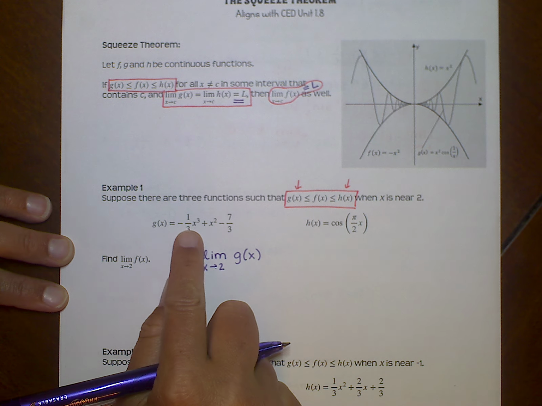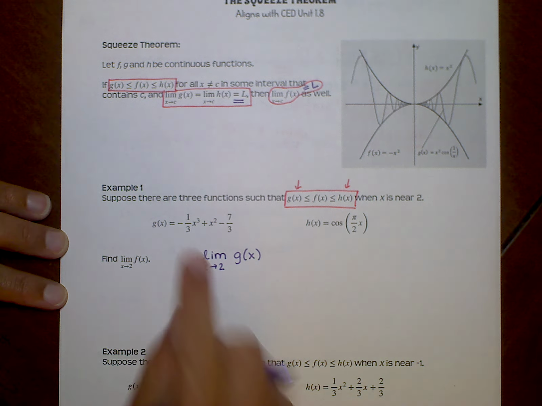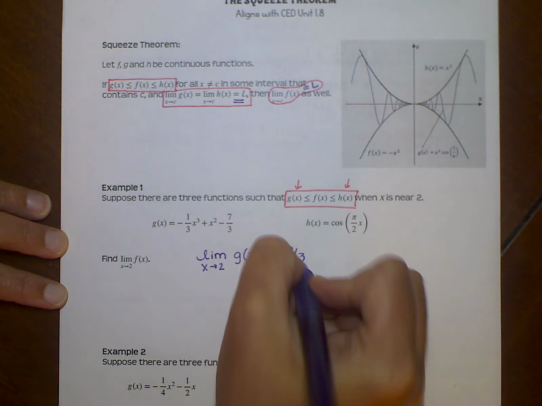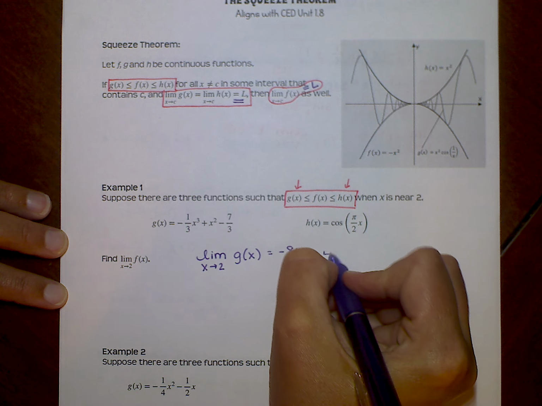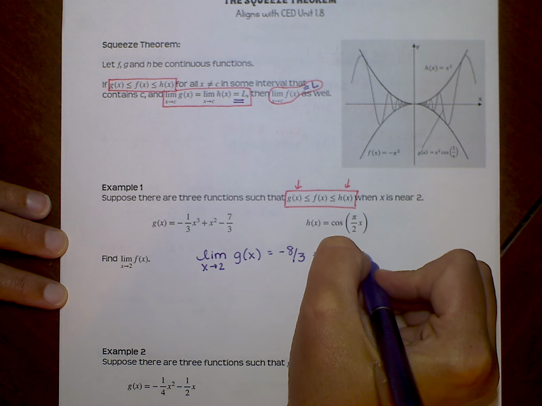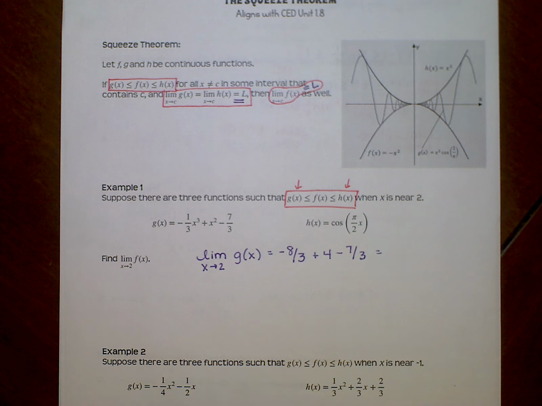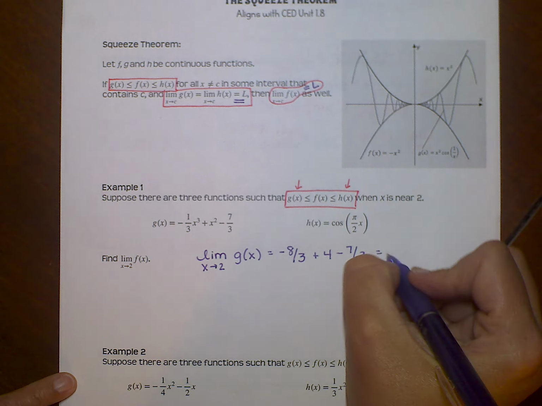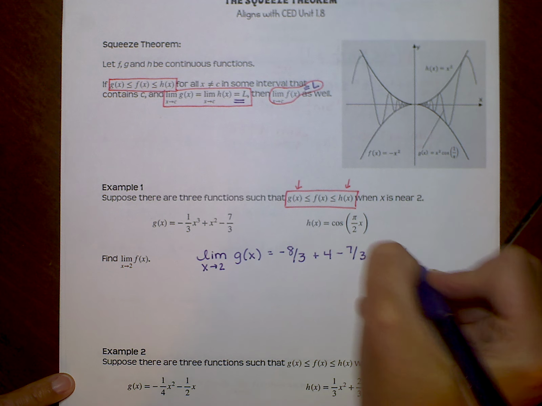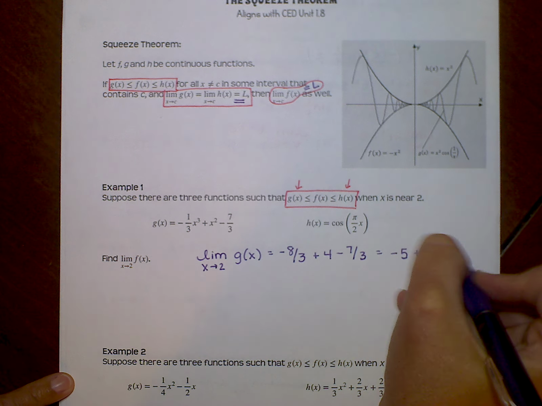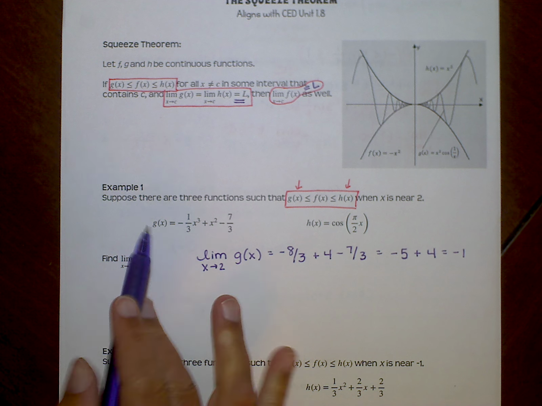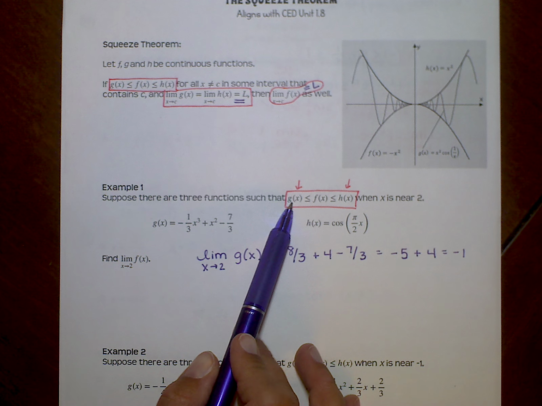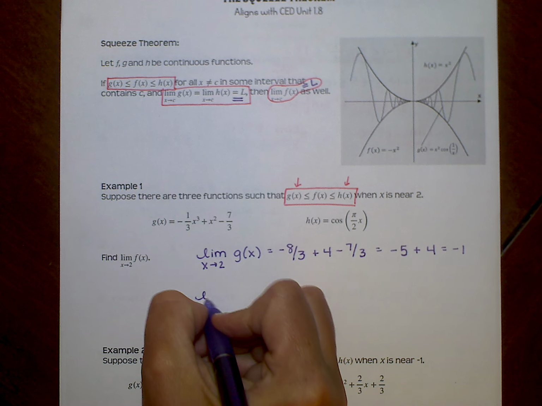Well, all I'm going to do is plug the 2 into g of x because that's the easiest way to find a limit. 2 cubed is 8, so I'm going to make this negative 8 over 3. 2 squared is 4, and then minus 7 over 3. And let's just practice some mental math here. So negative 8 minus 7 is negative 15, so that's negative 15 over 3, which is otherwise known as negative 5. And so we have negative 5 plus 4, which is negative 1. So this limit is equal to negative 1. Let's do my other one.